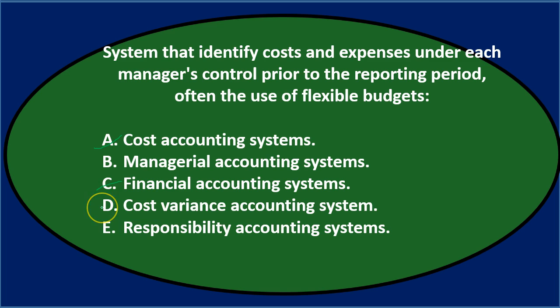And D says cost variance accounting system. Now, a cost variance accounting system seems like it could be something that we could use, kind of a budgetary type system of variance analysis. We'll keep that for now. And E says responsibility accounting system, which again sounds pretty appropriate given the terminology that we have up top in the question. Let's go through it again.